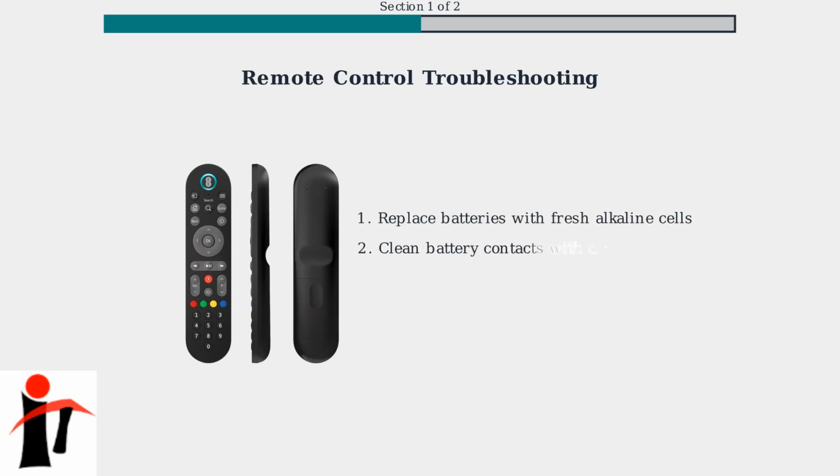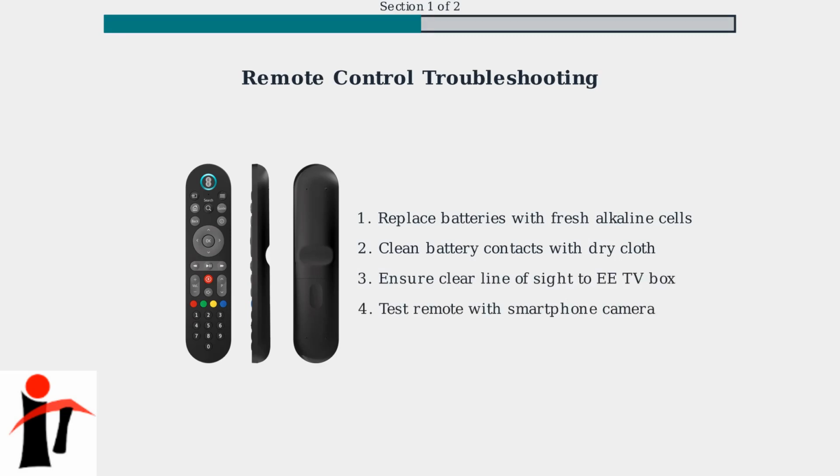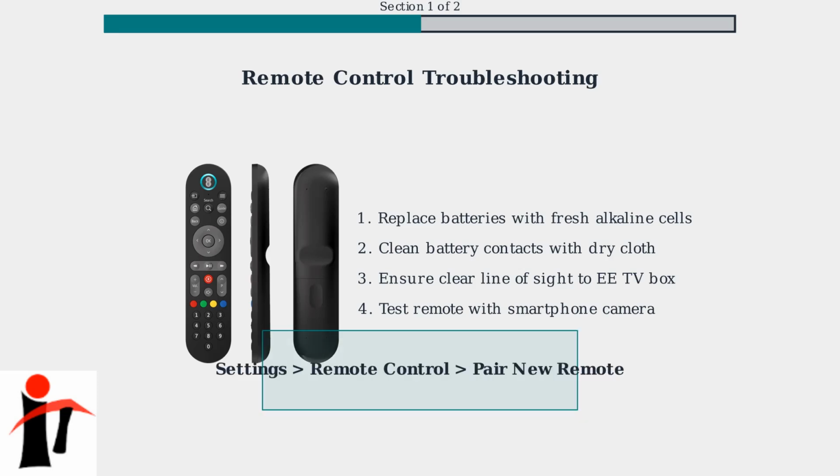First, check the basics. Replace the batteries with fresh alkaline cells and ensure the battery contacts are clean. Many volume issues are simply due to weak batteries affecting the infrared signal. If basic troubleshooting doesn't work, you may need to re-pair the remote. Navigate to Settings, then Remote Control, then pair new remote to establish a fresh connection.